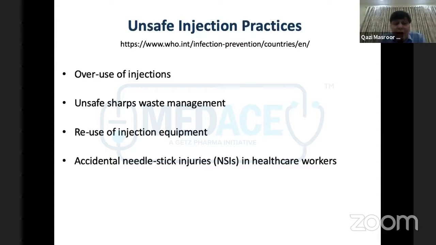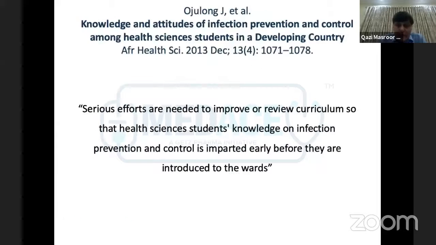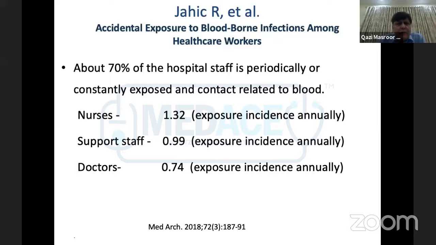Reuse of the injection and the accidental needle stick injuries. The guidelines of 2016 say that the risk of infection varies depending upon the frequency of medical procedures, the level of infection control practices, and the high prevalence of HCV infection as a result of the high frequency of injections and the low level of infection control. And the important thing is that whenever we talk about hospital-acquired infections, about 70% of the hospital staff is periodically or constantly exposed to contact with blood, with doctors at 0.7, support staff 1, and nurses 1.3 exposures per year. So this is data which is very alarming.